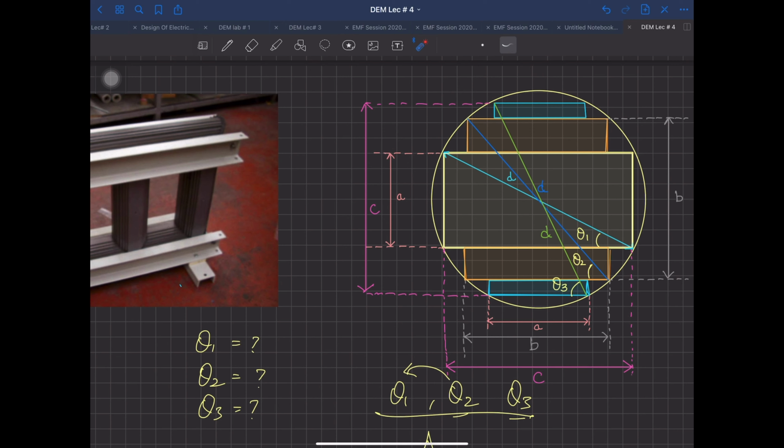What about the next dimension? The blue color one and the yellow color one are exactly the same as each other. So their angle is going to have a relation 90 minus theta 1. Is this clear? Here this blue rectangle, what is this dimension? A. And this dimension? A. The longer dimension of this one is C, and the longer dimension of this one is C. So they both are exactly the same.